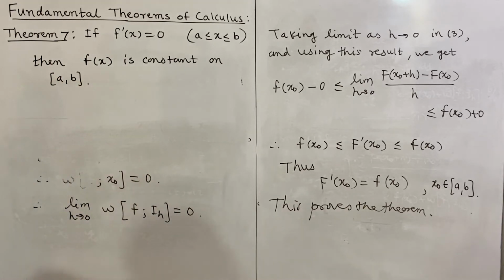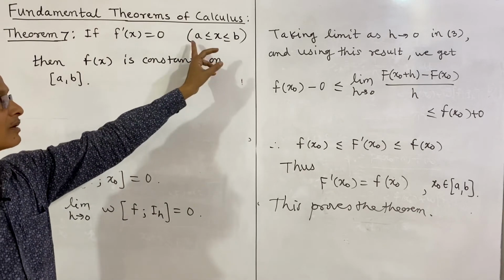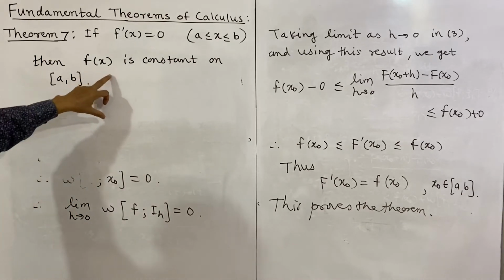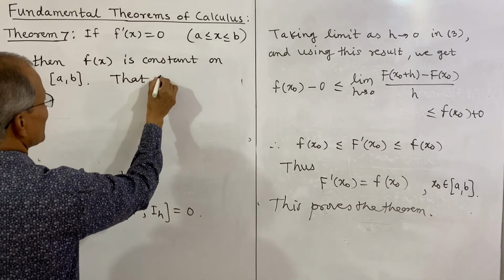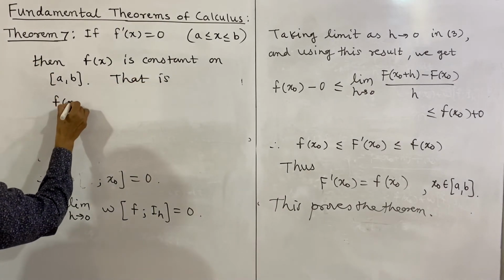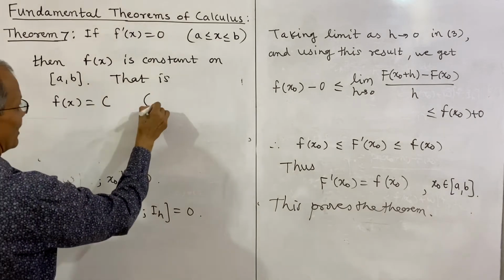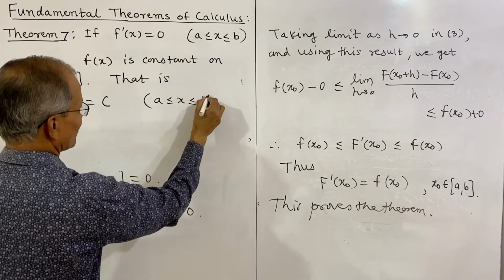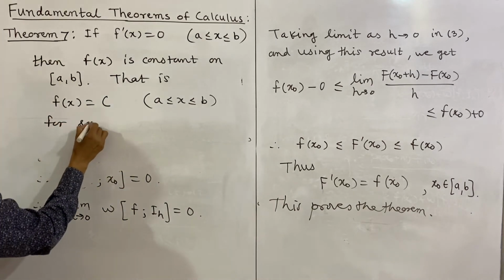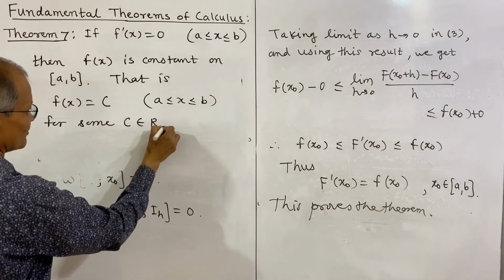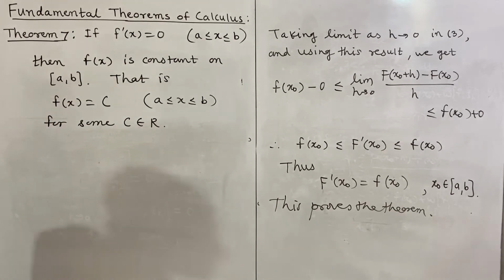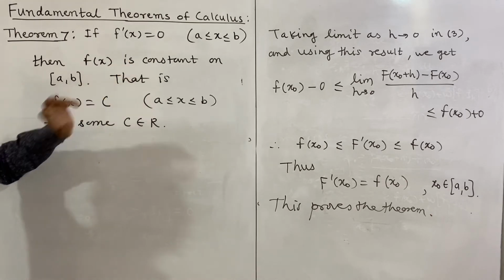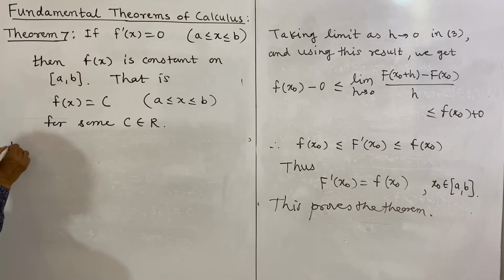If f dash of x, the derivative of f, is 0 in the entire closed interval a to b, then f of x is constant on the interval a to b. That can be written as f of x is equal to c, for a less than or equal to x less than or equal to b, for some c belonging to R, a real number. This is a simple theorem, and we know if the derivative is 0, the function is constant. That is the meaning of the theorem, but we shall prove it.